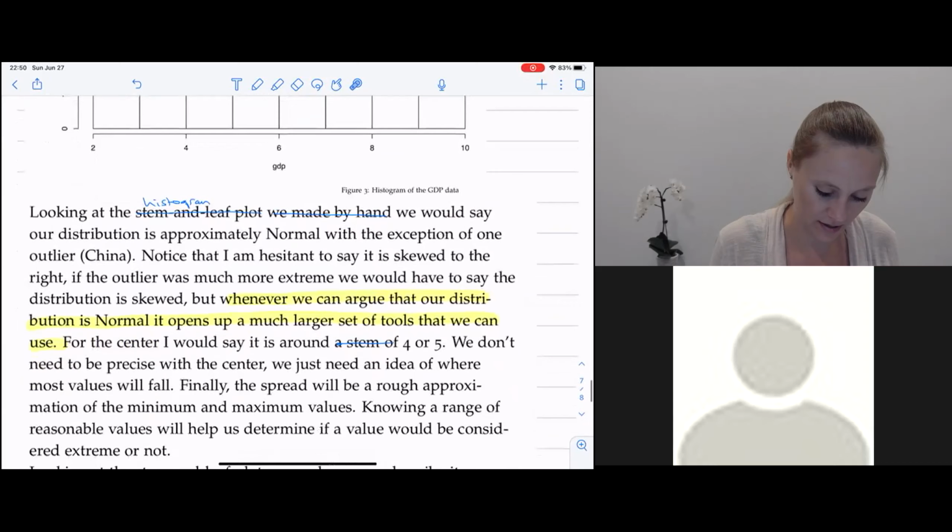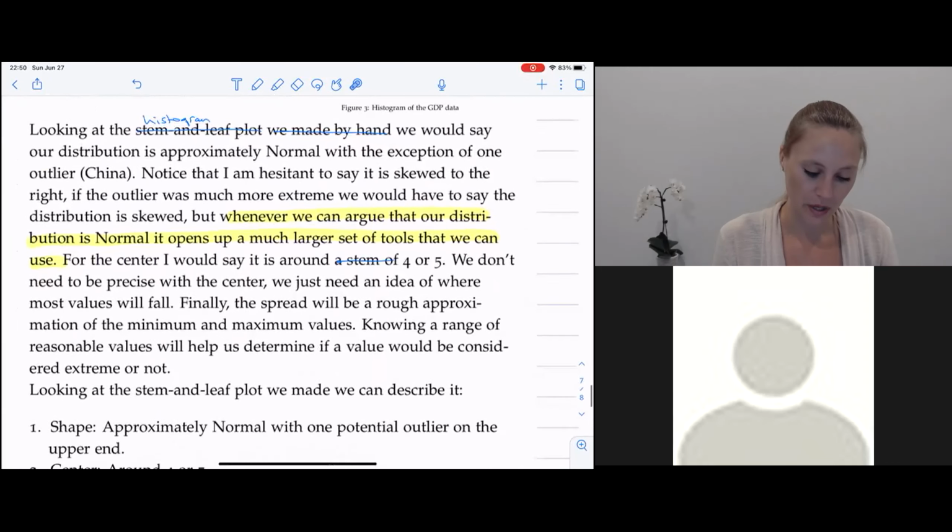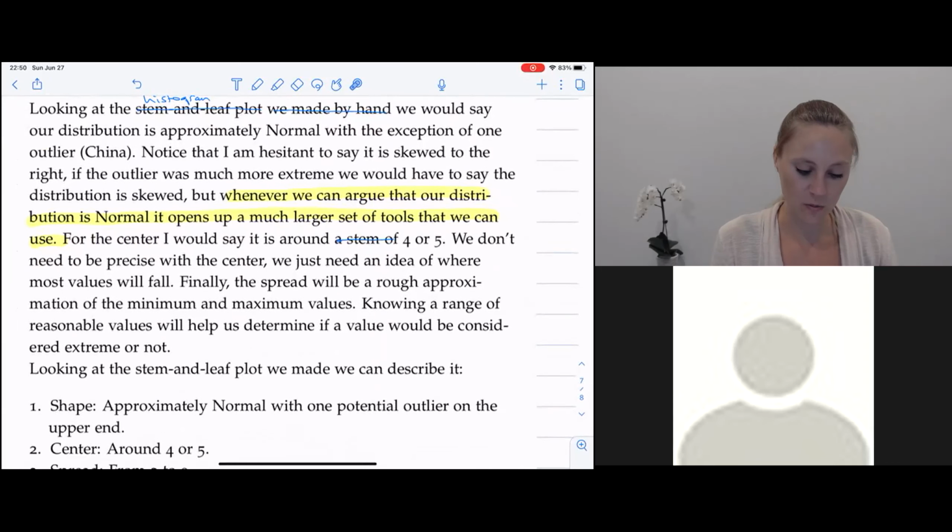As long as you've got a reasonable range. And then the spread is just a rough eyeball, quick approximation, which is really just the maximum and the minimum values. Knowing a range of reasonable values will help us determine if a value would be considered extreme or not, which is what we're going to be doing later.